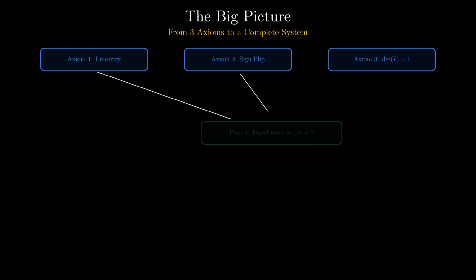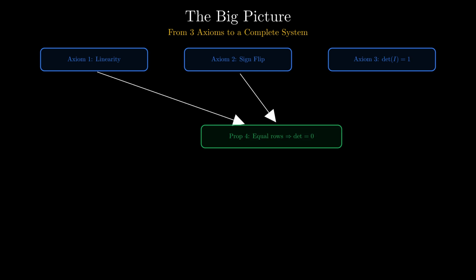Let's step back and see the big picture. From just 3 axioms, here is everything we proved. Start at the top with our 3 axioms. Axiom 1, linearity in each row. Axiom 2, the sign flip rule. And axiom 3, the determinant of the identity is 1. Now, axioms 1 and 2 together give us property 4. If a matrix has 2 equal rows, its determinant is 0.